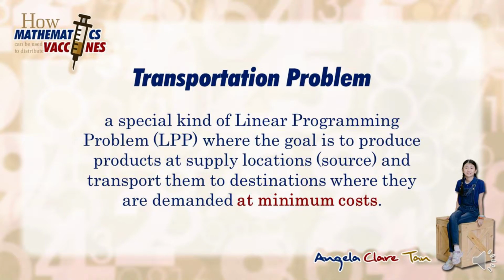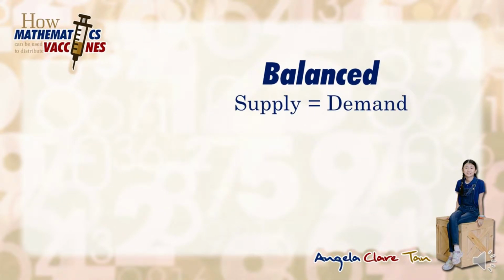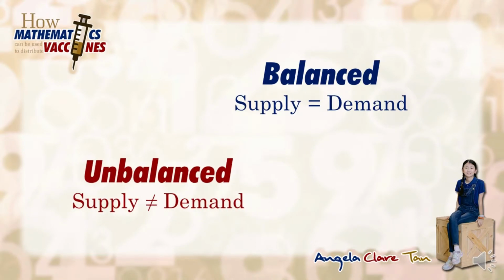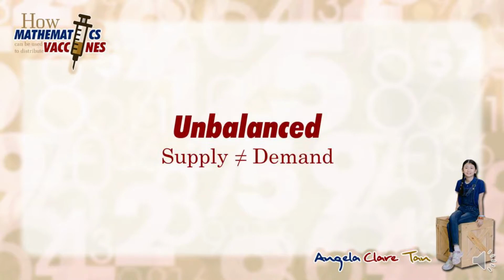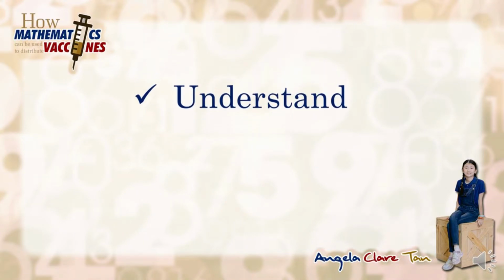There are two types of transportation problems: balanced and unbalanced. Balanced is when both supply and demand are equal. Unbalanced is when the supply and demand are not equal. The steps in solving this kind of transportation problem are: 1. First, understand the given problem. 2. Identify the elements to convert it into a linear programming problem.